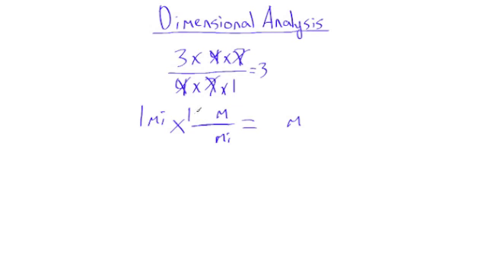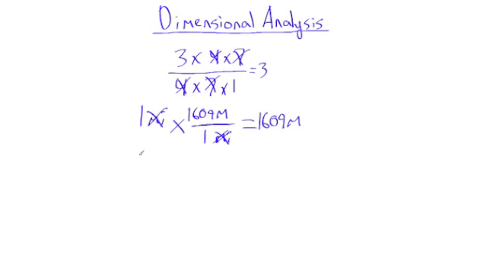Now, there are 1,609 meters per 1 mile, okay? So based on this logic from up here, because I have miles on the bottom here and miles on the top here, I cancel those out, and I'm left with 1,609 meters. Okay? Let's do something a little bit more challenging.